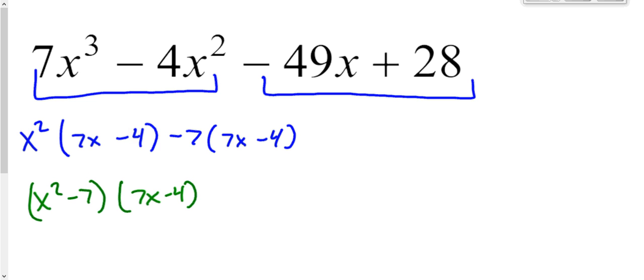Now we check for greatest common factor. No greatest common factor there. Again, I see this x squared makes me think difference of squares. This one is perfect, but the negative 7, it is not. So this is our final answer right here.